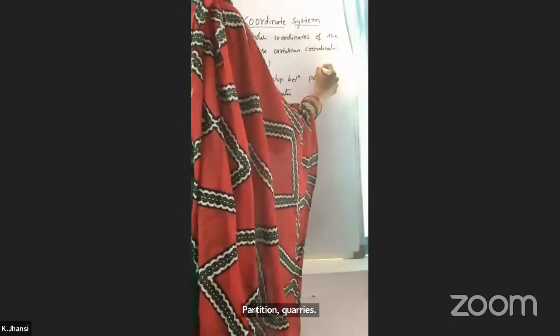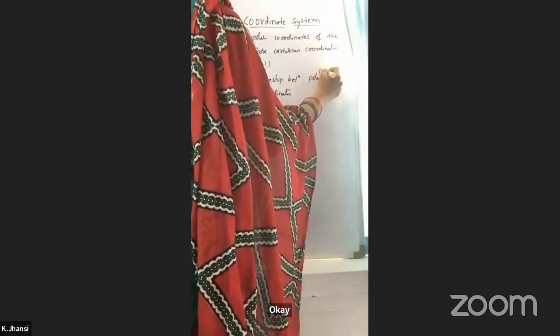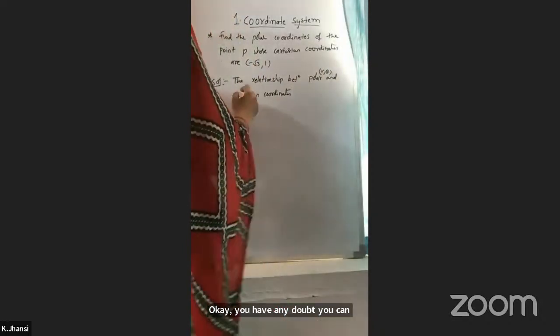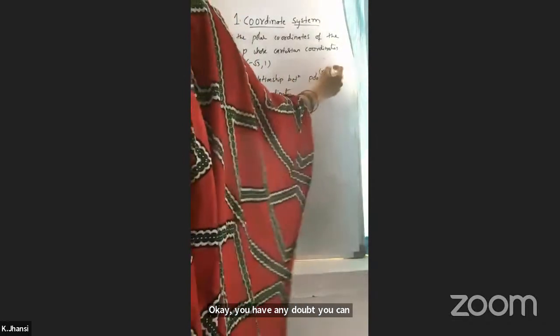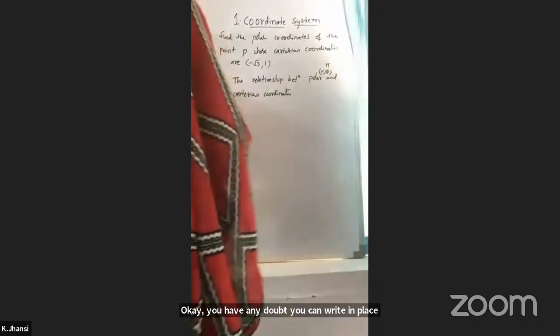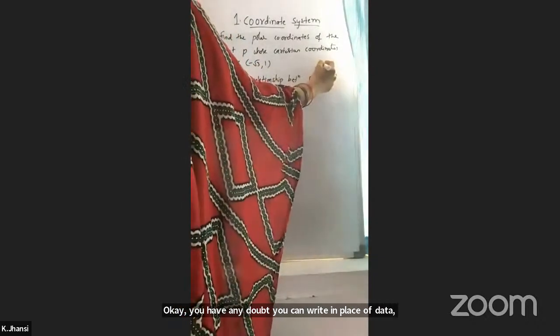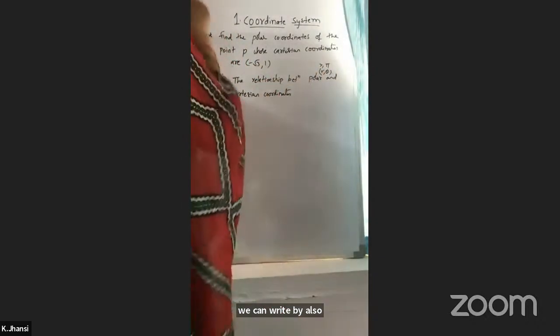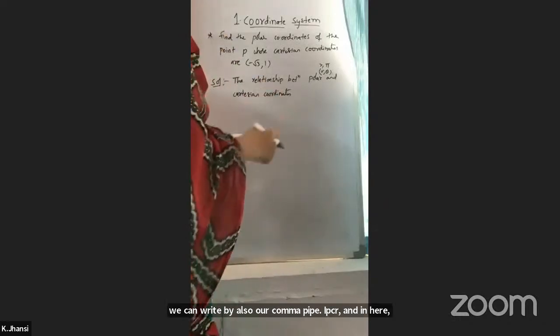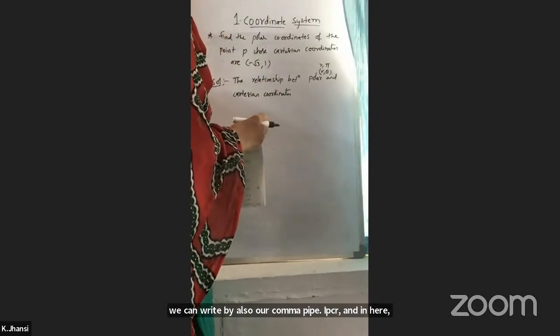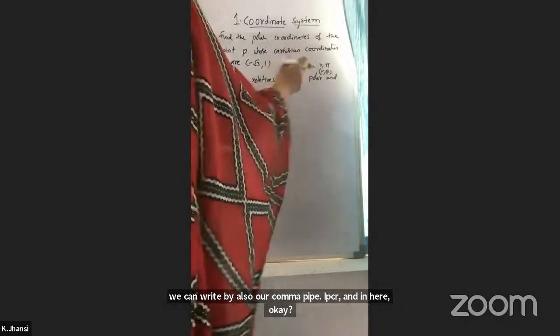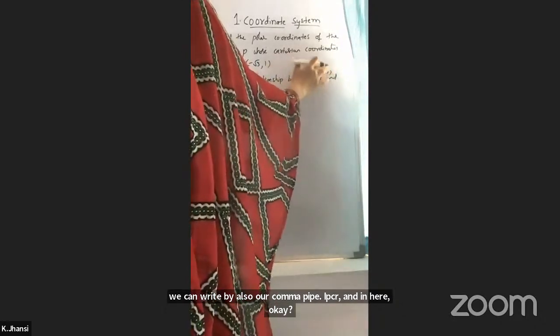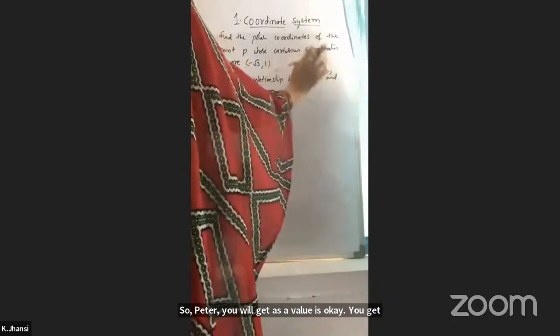If you have any doubt, in polar coordinates you write r comma theta in the brackets. In place of theta we can write pi also, r comma pi. Pi means the angle here. So theta you will get as values. You will get confused, so only write r comma theta. Theta is the angle here.